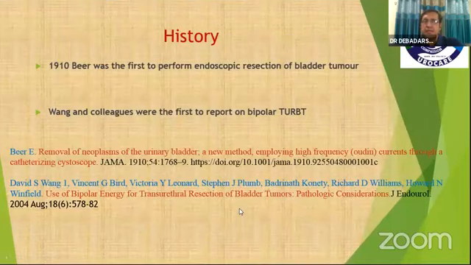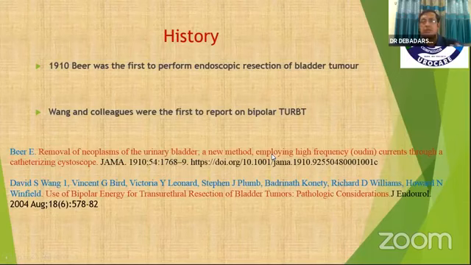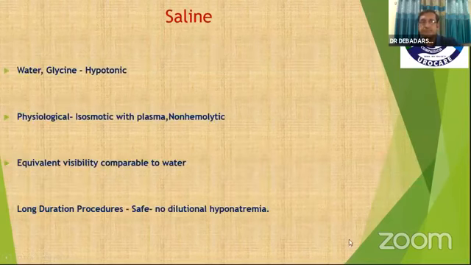Coming to the history, in 1910 Bayer was the first to perform endoscopic bladder resection, which is now the gold standard for the preliminary diagnosis of a bladder tumor, to take further treatment. And Wang and colleagues were the first to report the bipolar TURBT.